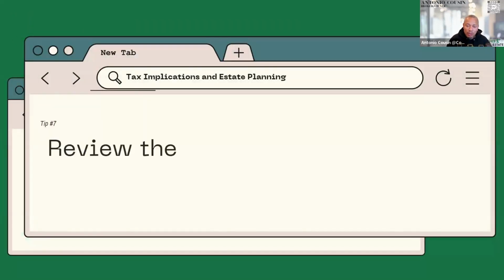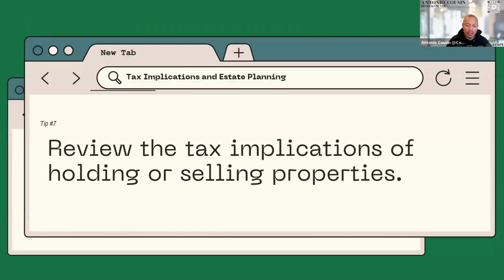All right, number 7, tax implications and estate planning. So you want to review the tax implications of holding or selling your properties. What I would say here is just consult with tax professionals to understand the impact of potential sales, and explore the different tax efficient ways of managing your portfolio. Y'all know real estate offers a bunch of different tax benefits. Not only can you write off the mortgage interest and the property taxes, but also the depreciation.